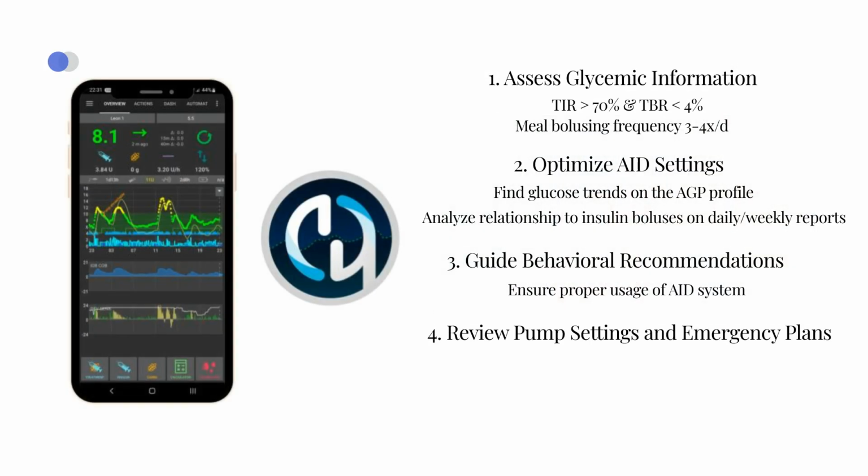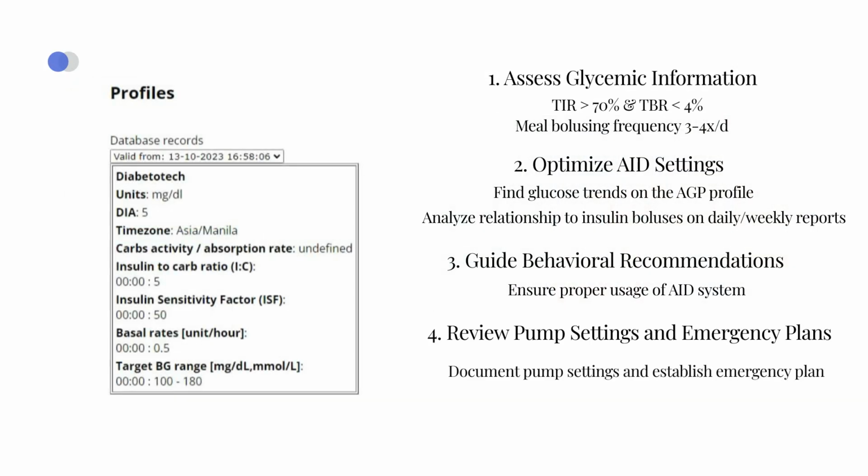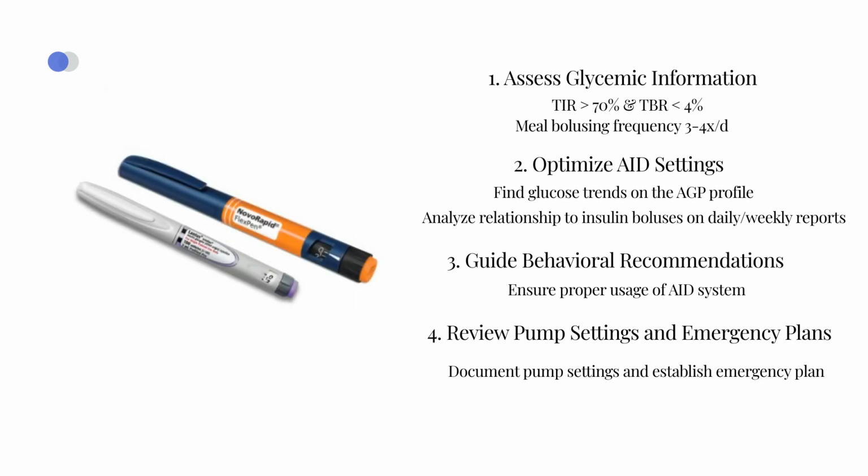4. Review pump settings and emergency plans. Document your pump settings, including at least your basal insulin rate, carbohydrate ratio, insulin sensitivity, and target value. Establish an emergency plan and always have insulin pens with you in case of a pump malfunction or other emergencies.